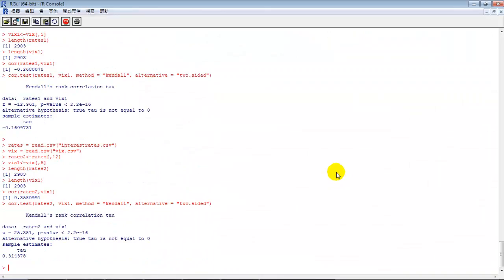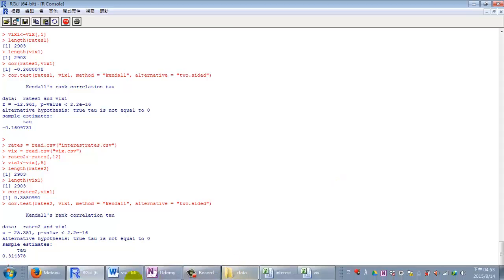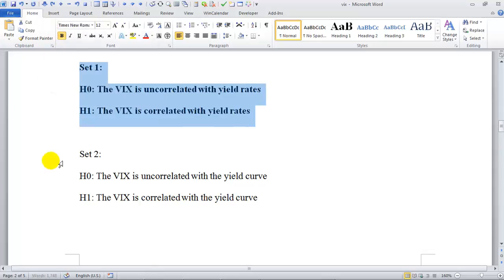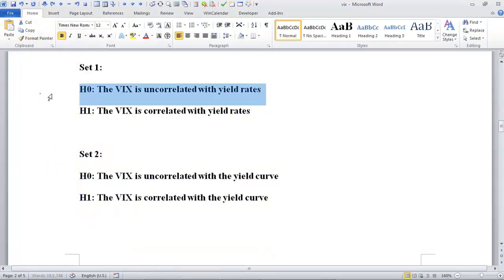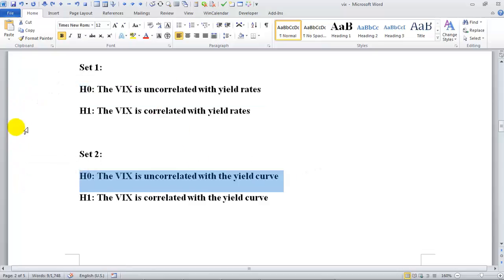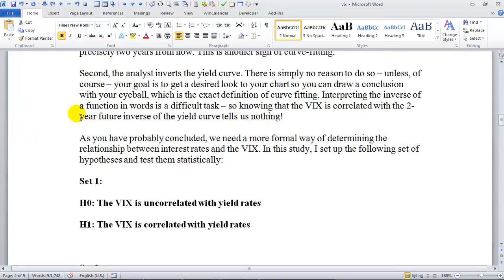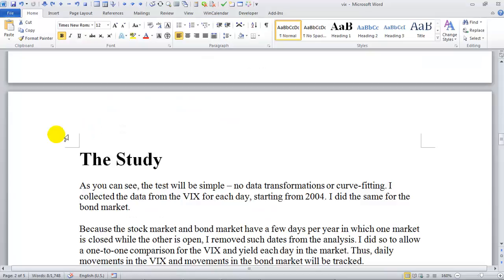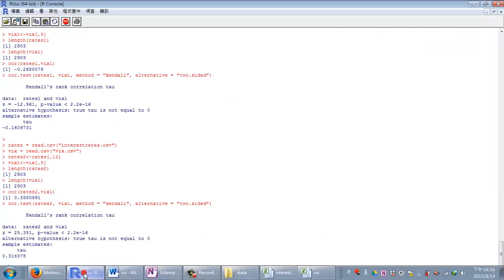So we're doing a statistical study. And the hypotheses are simply that the null hypothesis is that the VIX is not correlated with yield rates, and the second one we're looking at is not correlated with the yield curve. So we're doing this twice, with yield rates and the yield curve. Now for the yield rate, I looked at the 2-year yield, and for the yield curve I just calculated it all the way across 1 month to 2 years. Okay, so we're going to see if there's a correlation. We're going to use an alpha value of 0.05 and find what the p-value is.